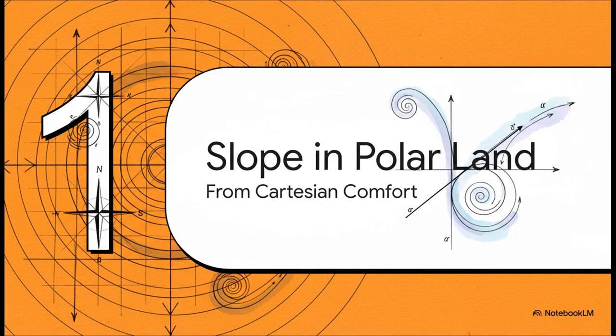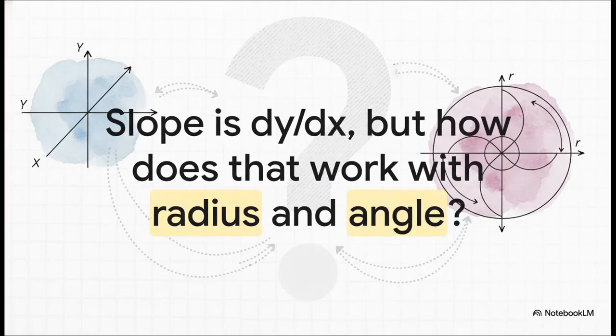We're stepping out of the familiar, comfortable world of Cartesian coordinates and into the slightly weird territory of polar slope. You know, we all get taught that slope is just rise over run, dy over dx. It's second nature. But a polar curve isn't built from x and y, it's all about a radius, r, and an angle theta. So the big question is, how do we find a Cartesian concept like slope in this totally different polar world? That's the puzzle we need to piece together.